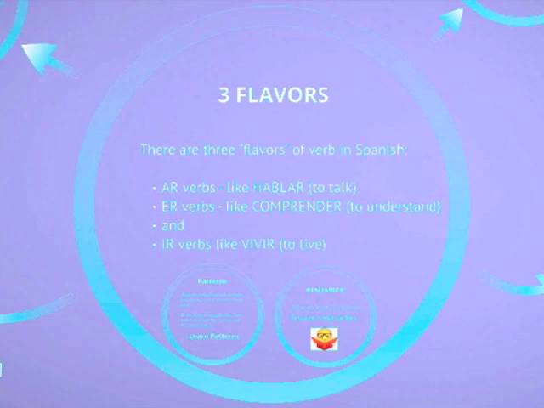They're called AR verbs, like hablar. Do you see how there's an AR at the end of hablar? That means to talk. ER verbs, like comprender, to understand, have an ER at the end. And IR verbs, like vivir, to live, have an IR at the end.